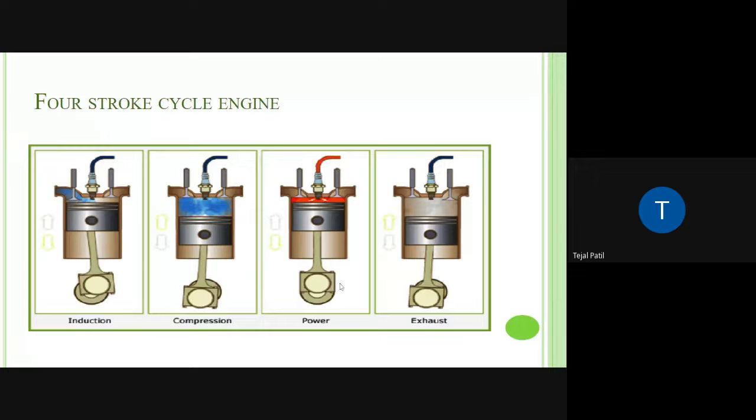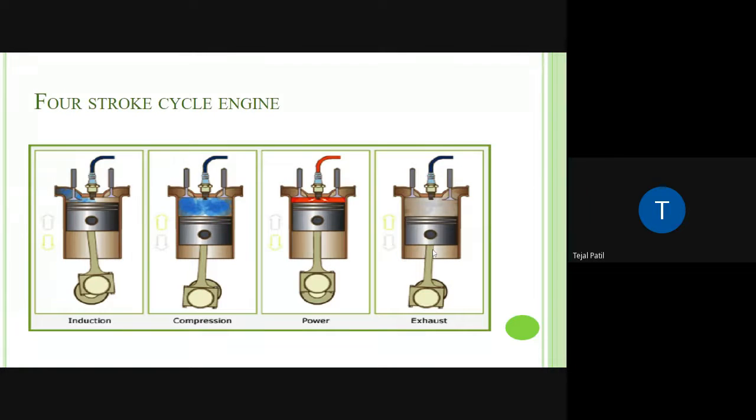That means power will be developed on this crankshaft. The crankshaft is moving due to the explosion, not due to the kick or the button start. It is moving due to this explosion. But now when it has reached the bottom dead center, what will happen? Everything is now burned over here, but those burnt gases have to be thrown outside. Otherwise, how can you take the fresh charge again?